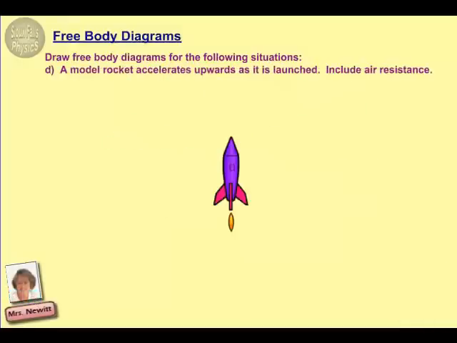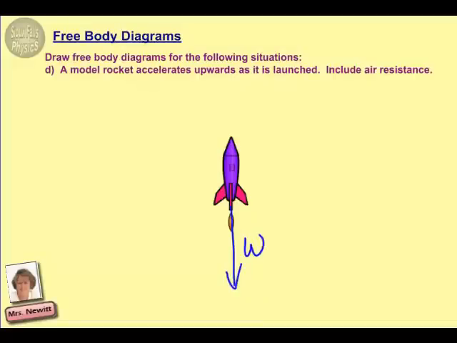Our next situation is a rocket accelerating upwards as it is launched. It does say include air resistance, so it must be a pretty significantly large force in this case. We'll start again with an arrow downwards for weight.